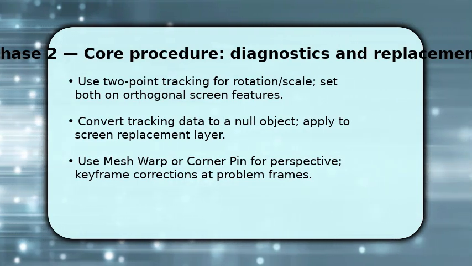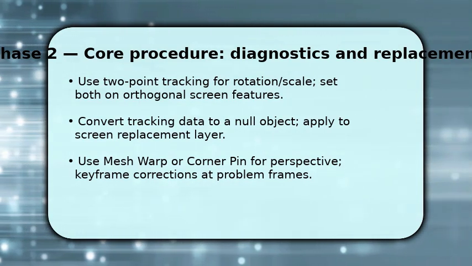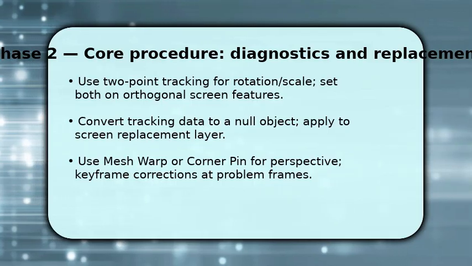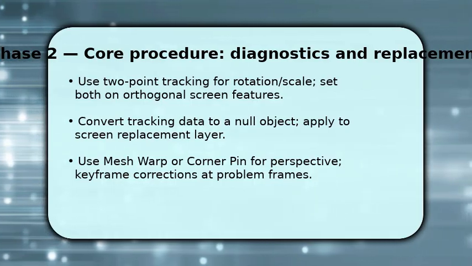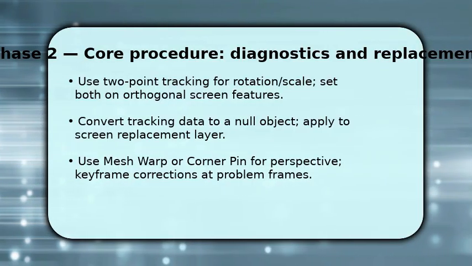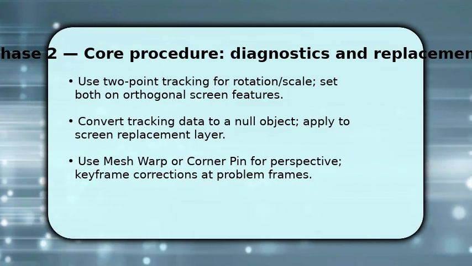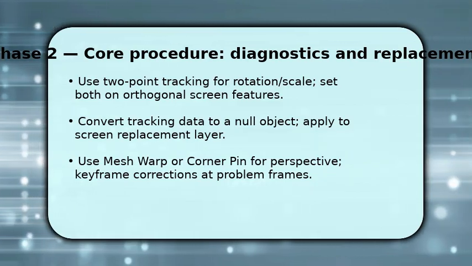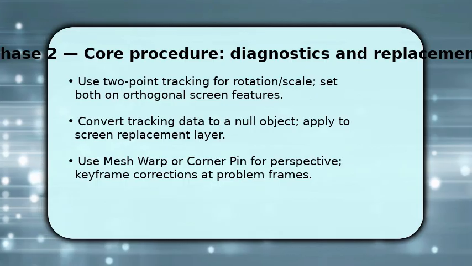This keeps perspective accurate. You then export tracking data to a null object and parent your replacement screen to that null. That way, transforms follow the original. If the phone rotates in 3D, apply corner pin or mesh warp to the replacement layer and animate minor corrections.